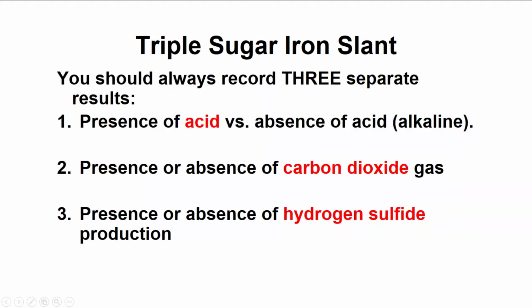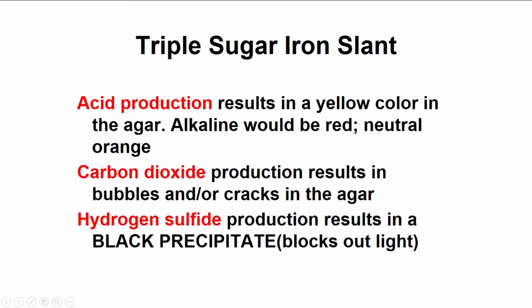There are three separate results you should always record. You should record the presence or absence of acid, the presence or absence of carbon dioxide, and the presence or absence of hydrogen sulfide. Acid products will create a yellow color on the agar. If you guys remember, we always set it to the red, so the alkaline product would be red, so that means nothing's happened. Neutral orange color doesn't really mean anything for us, so we don't really care about that. But the yellow color means acid's being produced because it's fermenting that sugar.